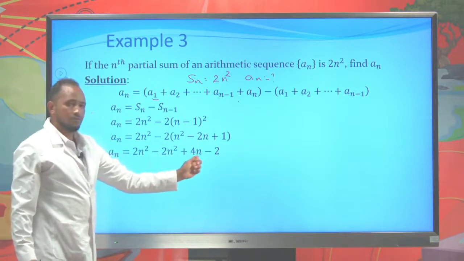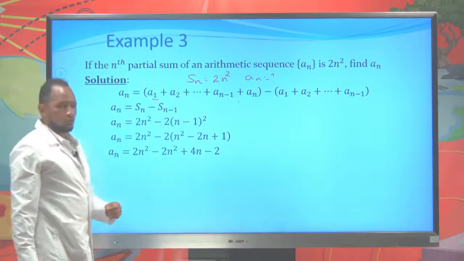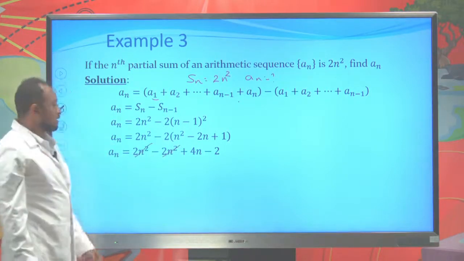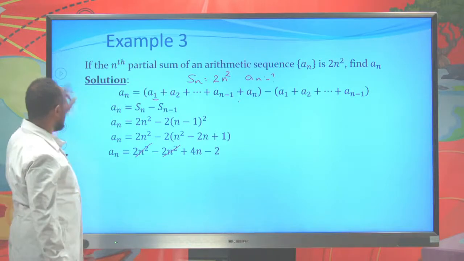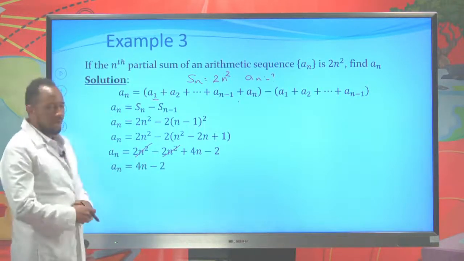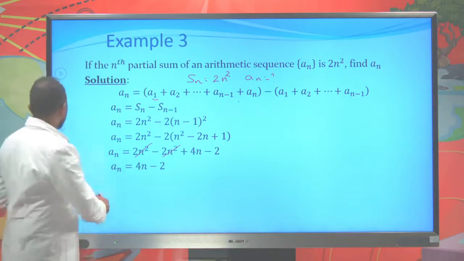This becomes plus 4n. This is this minus 2. So simplifying these two, just cancelling this, you will have 4n minus 2. Therefore, the nth term of this arithmetic progression is 4n minus 2. So let's proceed to another example.